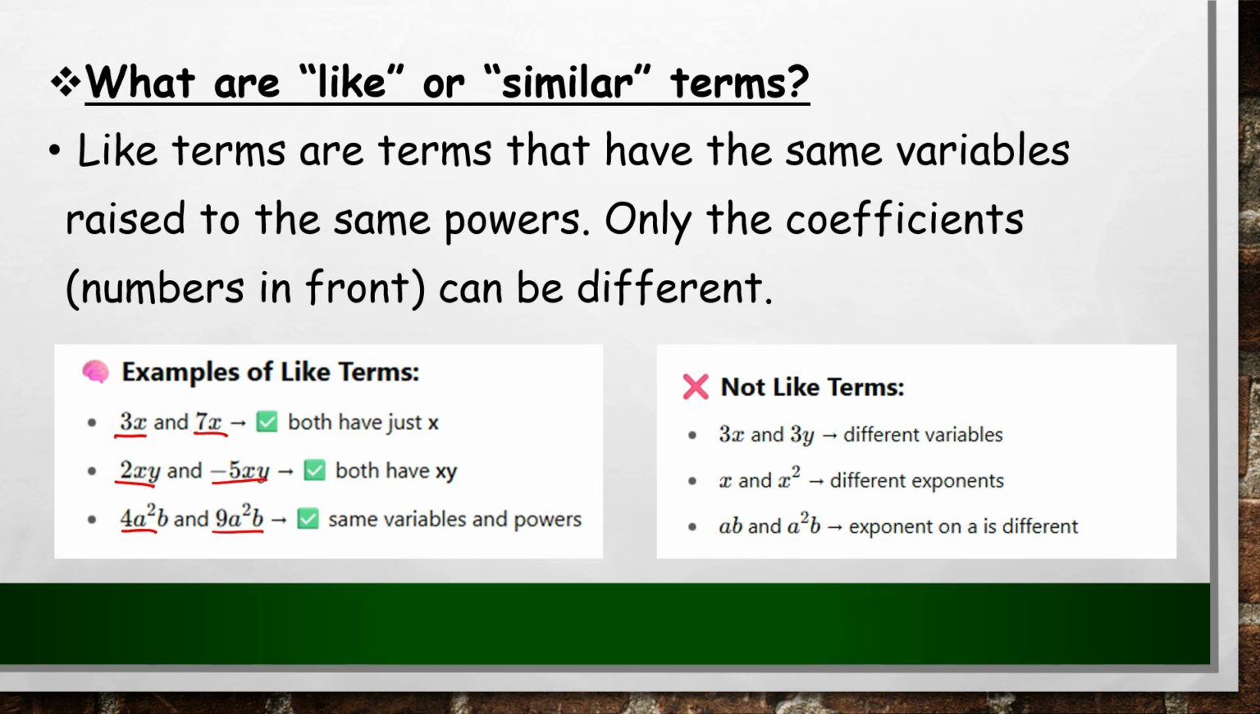Okay, so these terms are not considered like terms. So for 3x and 3y, obviously that's x and y, they are different. For the x and x squared, although both variables are x, the first term x has an exponent of 1, and then the second x has an exponent of 2. So that means they are not like terms. For the third example, both have a and b, but for the first term, the exponent of a is 1, and the exponent of the a in the second term is squared. So we cannot consider this as like terms.